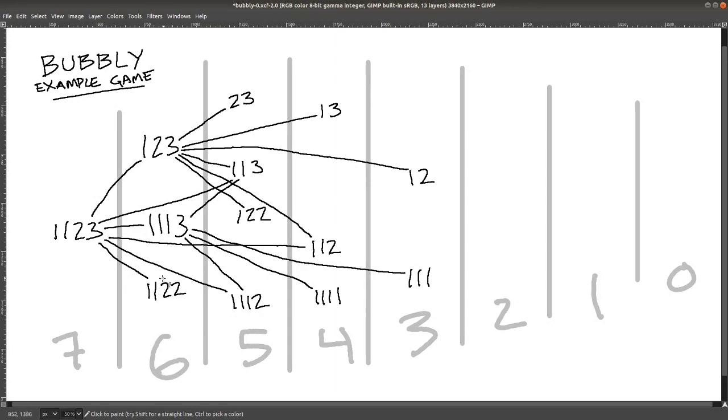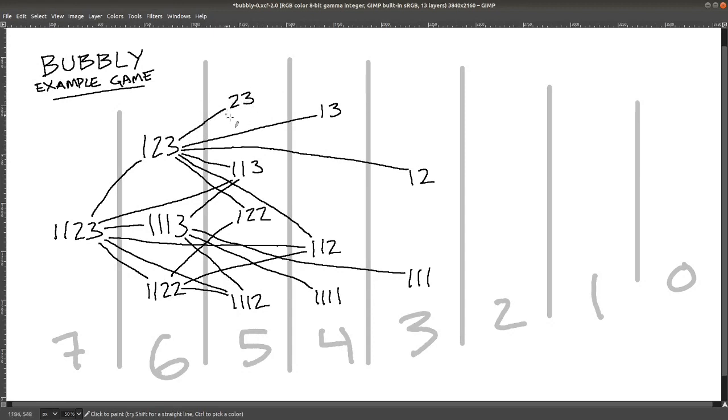All right, 1, 1, 2, 2 can become 1, 2, 2, 1, 1, 1, 2, 1, 1, 2, and that's it. There's no way to remove 3 bubbles from this at a time.